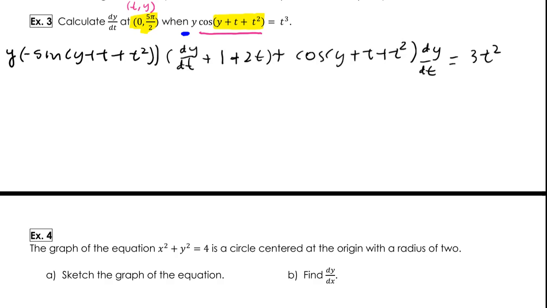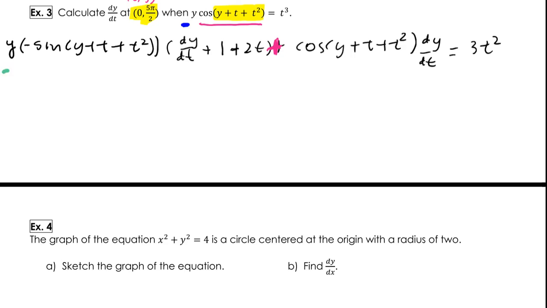Now, normally we'd want to isolate dy/dt, but we're not going to here because they wanted the derivative at a point. So go ahead and sub in (0, 5 pi over 2) for all your t's and y's. Also, I love pointing out here, this is the break in the product rule. So this was first times derivative of the second, second times derivative of the first. Okay, let's go ahead and sub these numbers in.